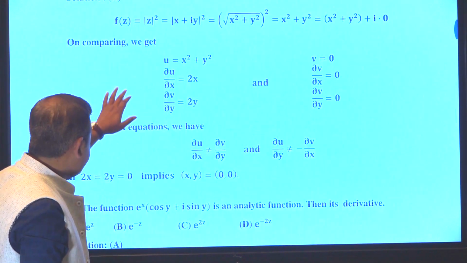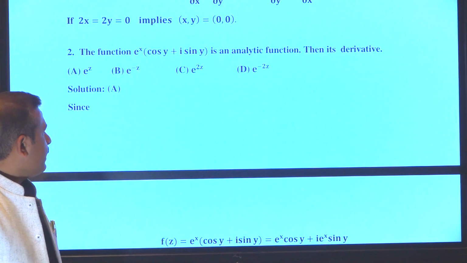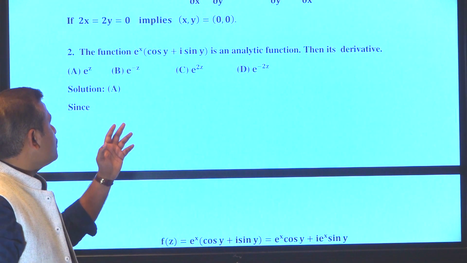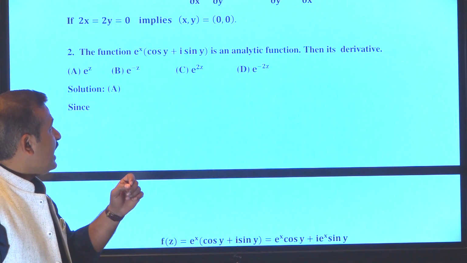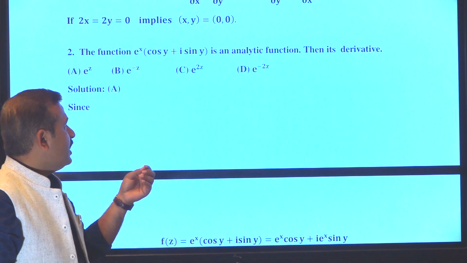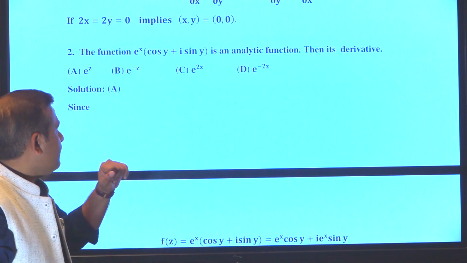Now come to another question. See, this is another MCQ. The function f(z) equal to e to the power x (cos y plus i sin y) is an analytic function. Then find its derivative. Means first you show it is analytic and then you find its derivative.